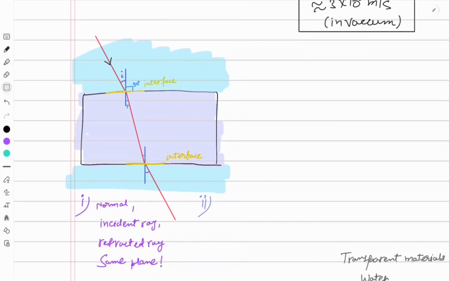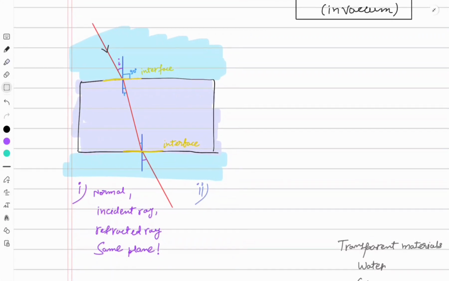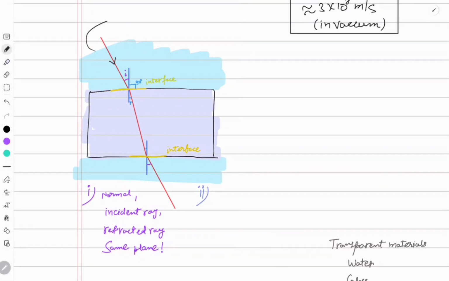The particular example given in your book to understand refraction properly is refraction in a glass slab, right? So we have a slab of glass, and this particular light ray hits this interface. Let me remove the highlight portion so that we can see it and then we can highlight it again. So this particular light ray hits this interface.